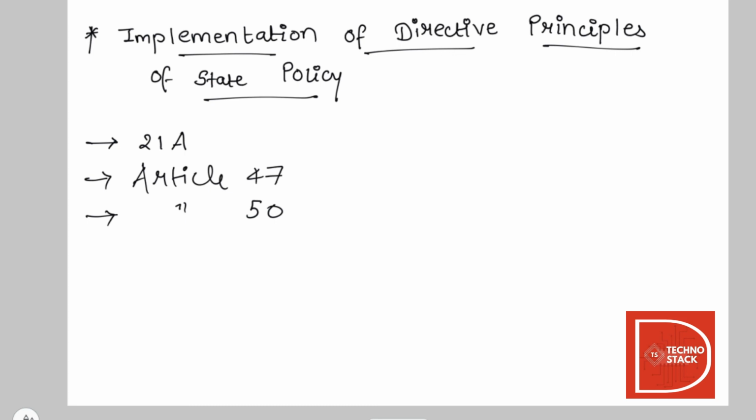Lastly, the Government of India has enacted the National Rural Employment Guarantee Act, that is NREGA, to ensure 100 days of work assistance to rural people, which is in conformity to the right to work enshrined in the directive principles of state policy of the Indian Constitution. So this was all about the implementation of directive principles of state policy.